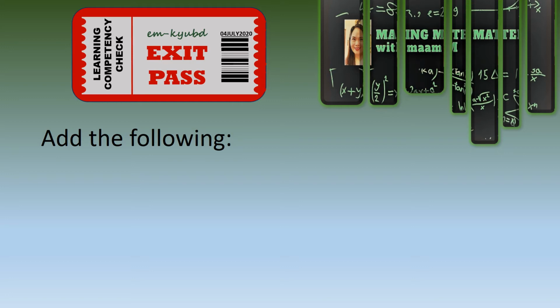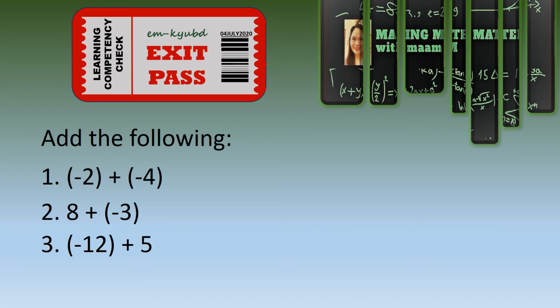Add the following. Number 1, -2 plus -4. Number 2, 8 plus -3. Number 3, -12 plus 5. And last, number 4, 21 plus -6. Are you now excited to discover the answers?